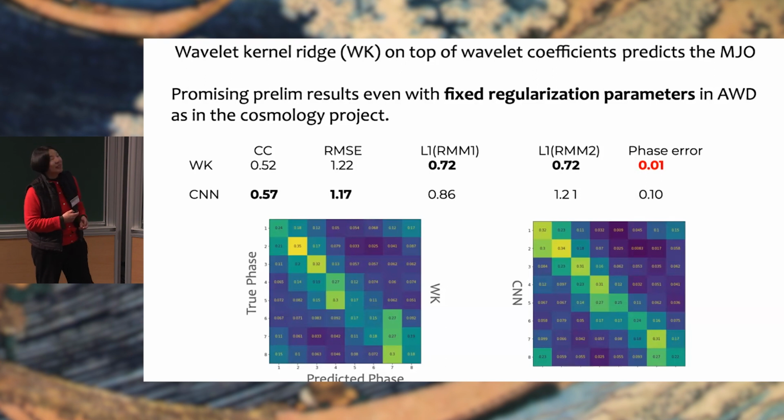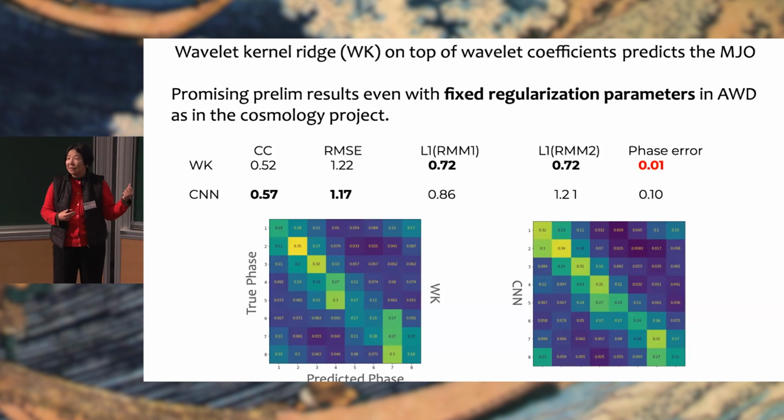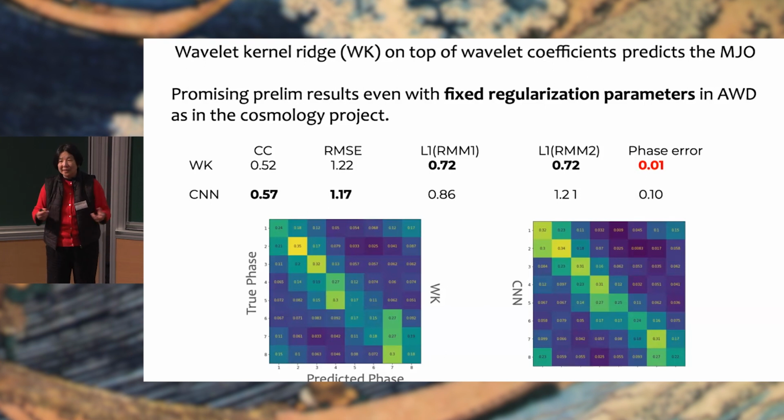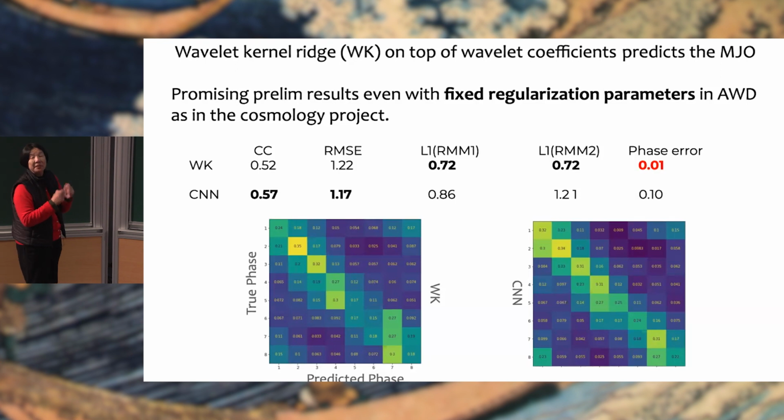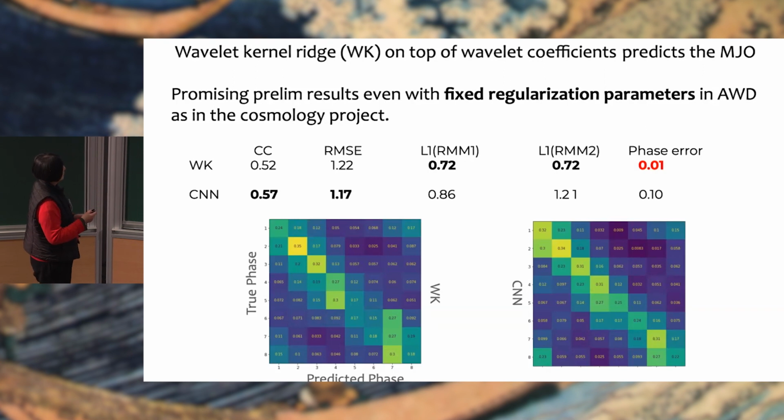And we use the parameters from the cosmology project because it's an image problem. We didn't take it from the LSTM. So this is only fixed. We haven't optimized to get more optimized, data-driven wavelets. So it's promising, but definitely the linear is not enough.